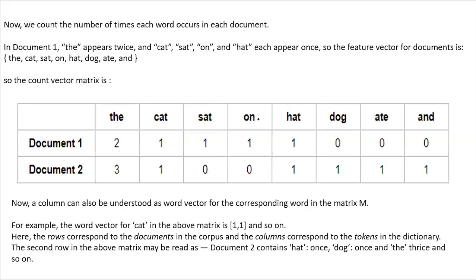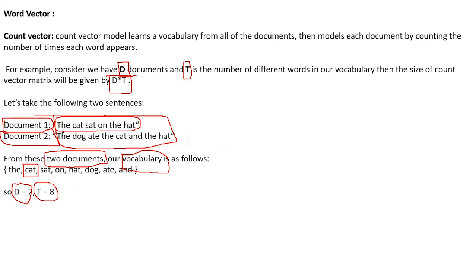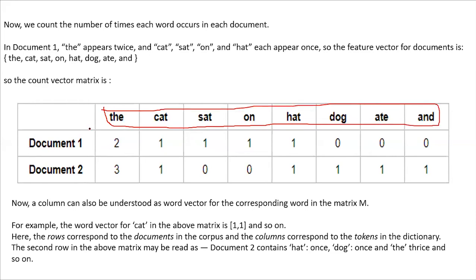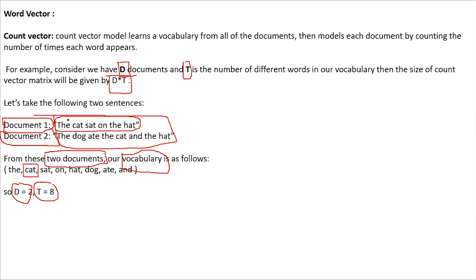Okay. So now what happens is we count the number of times each word occurs in each document. So let's say we see the cat sat on the hat. In document one, "the" is occurring twice. So for document one, we create a matrix out of all the vocabulary. As you can see, these are the columns and these are the rows. This is the row matrix that we have created, and we count the number of occurrences of a particular word from the vocabulary that we have created. Let's say "the". In document one, you can see it is occurring twice.